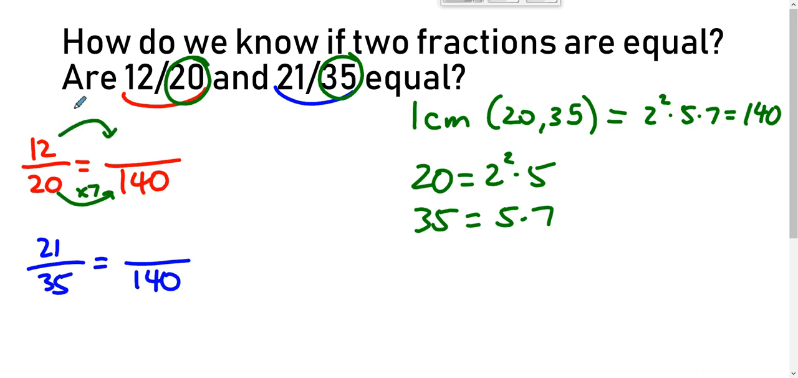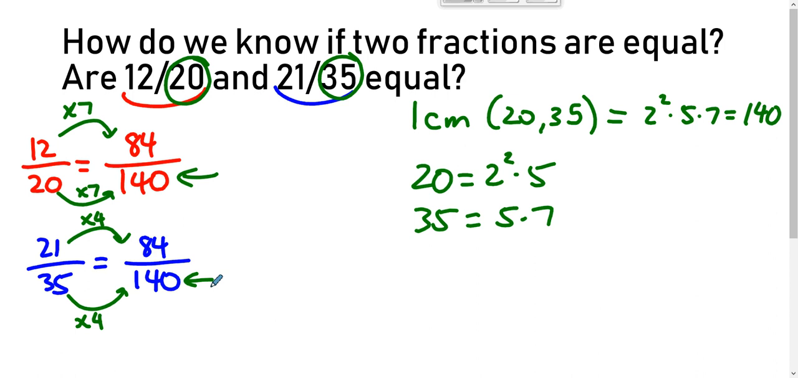So there are 7 times as many of our strips. Similarly, if we had fraction strips that were 35ths and fraction strips that were 140ths, there would be 4 times as many of these to make one of those. And so there are 4 times as many of those. Oh, they are the same. Those two fractions are equivalent because when we express them with the same denominator, they have the same numerator.